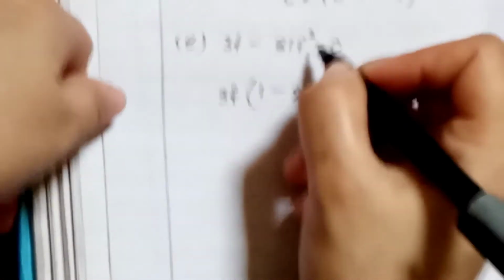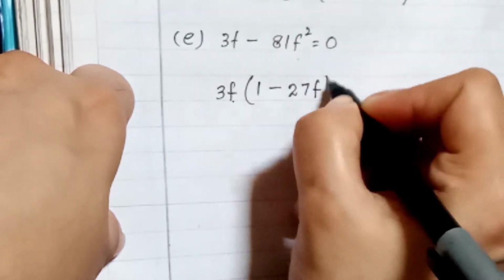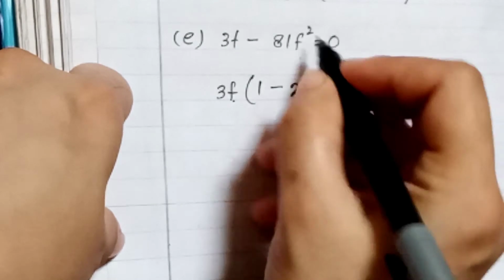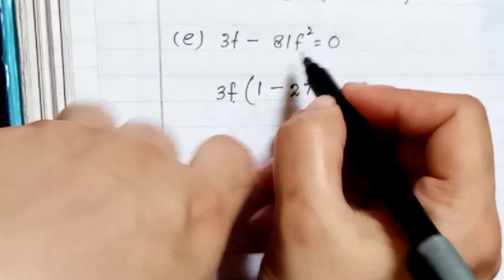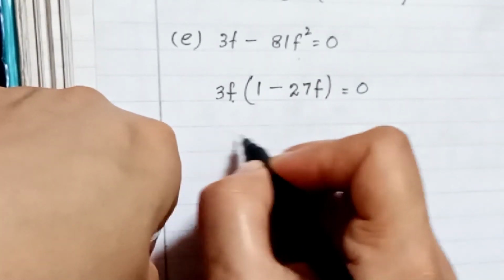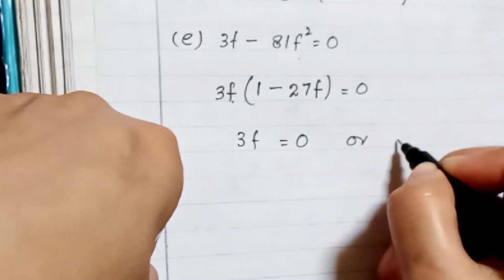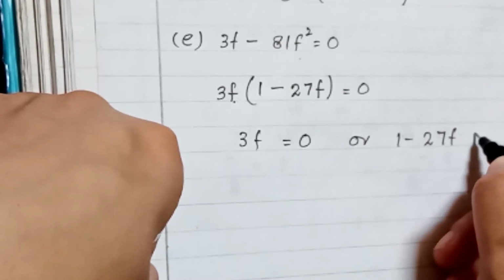When we take 1 power of f common, we are left with 1f here. f square means f power 2, so we have 2f here. When we take 1f common, we are left with 1f here. So we have to equate both of them. 3f equals 0 or 1 minus 27f equals 0.